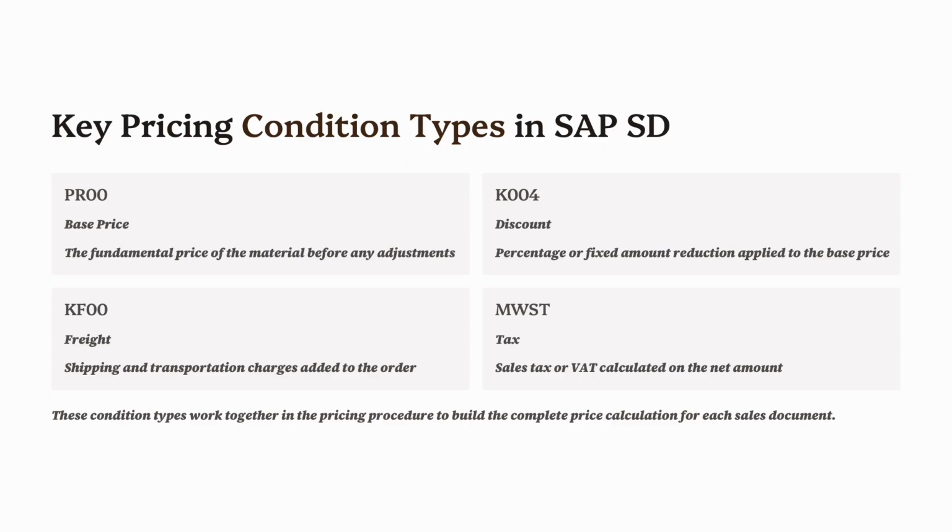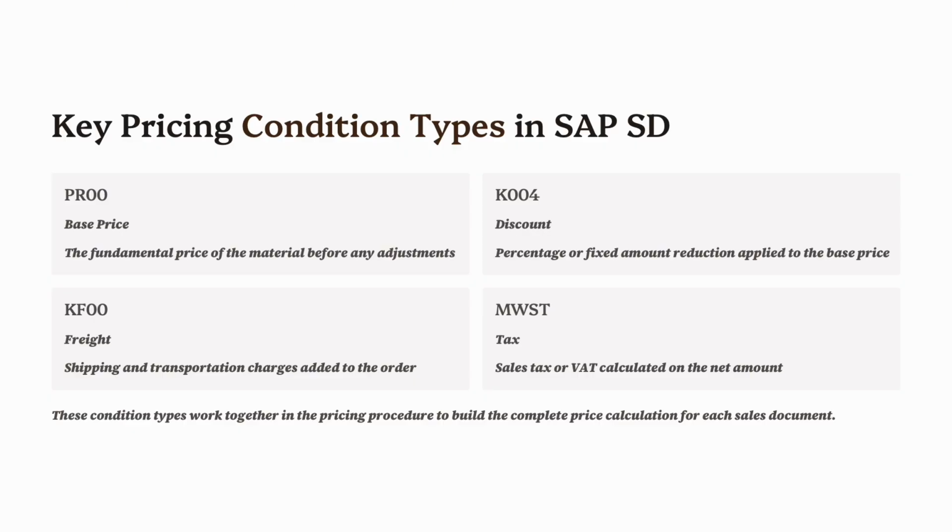Here's the process. 1. Each condition type, like PR00 or K004, is linked to an access sequence. 2. The access sequence contains multiple condition tables, for example, customer plus material, customer group plus material only. 3. SAP checks these tables in sequence, from the most specific to the most general. 4. The first valid record it finds becomes the active price for that order.